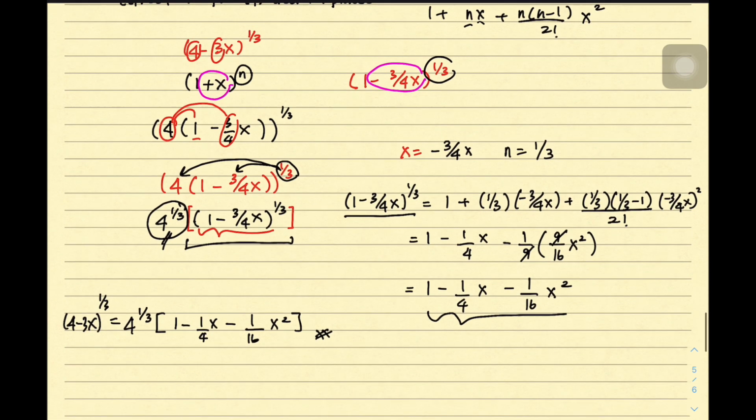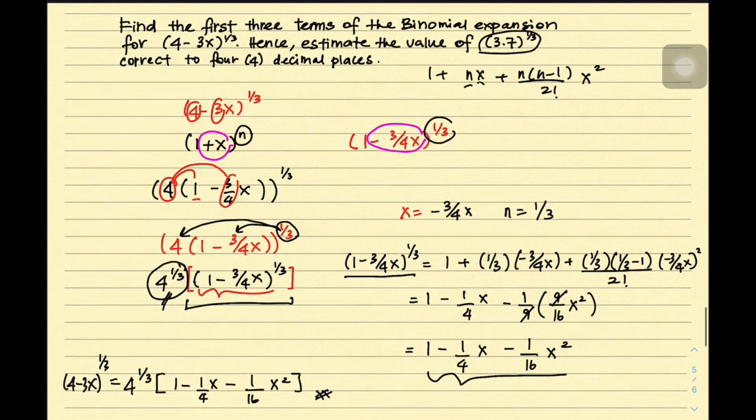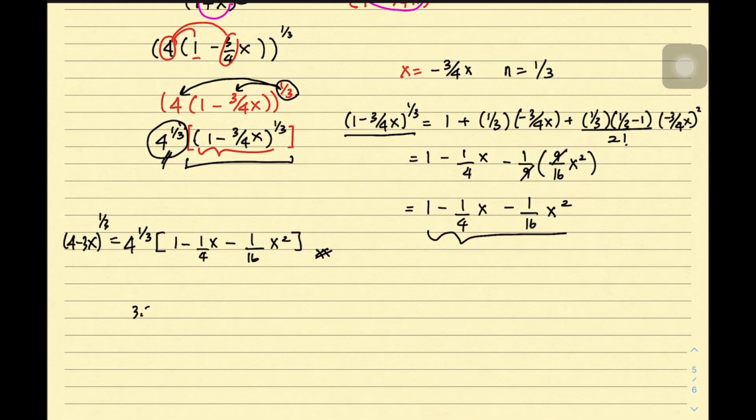Okay, so now soalan minta kita cari the estimate value for 3.7 to the power of 1 over 3. Function yang kita ada adalah this one, 4 minus 3x to the power of 1 over 3. So kita nak kena cari apa nilai x yang memberi kita nilai 3.7. So I just need to equal 3.7 equal to 4 minus 3x. So 3x is equal to 4 minus 3.7. 3x is equal to 0.3. So x is equal to 0.3 divided by 3. X is equal to 0.1.